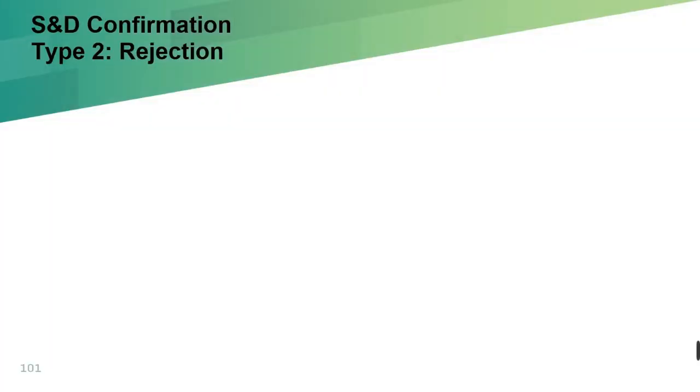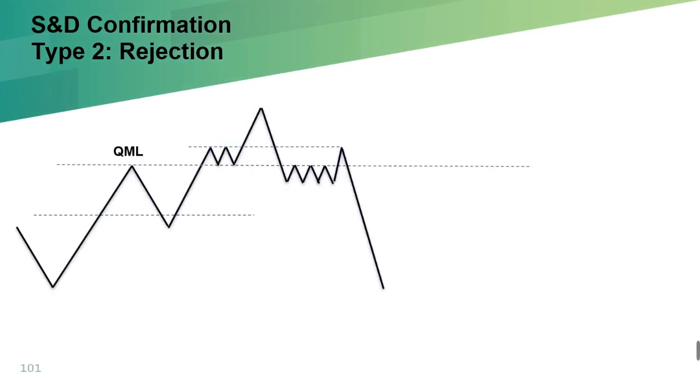All right, so the second type of confirmation is what we call a rejection. Rejection is very simple. Similarly, we have a QML, of course this is a KML. It can also be drop base drop. We call it an RBS, SPR, right? As long as it's an area where you know where to trade or where to go into the trade.